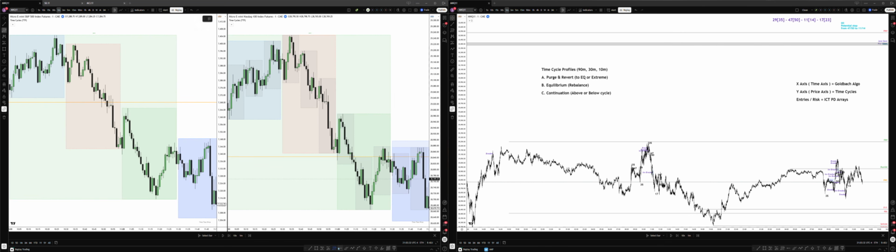But my favorite is not that. It's equilibrium and purge and revert. They're the easiest to spot. So you're basically limiting yourself to taking a trade above a cycle high or below a cycle low or at the midpoint of a cycle. Okay, so here. You would try and take a short there or a long, depending on the price action at equilibrium.